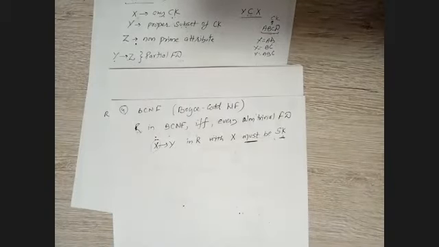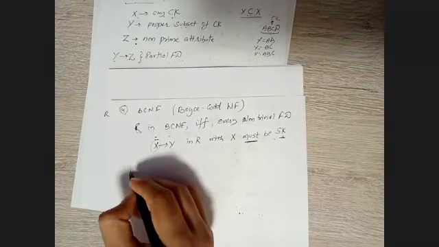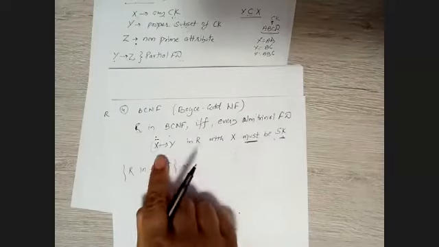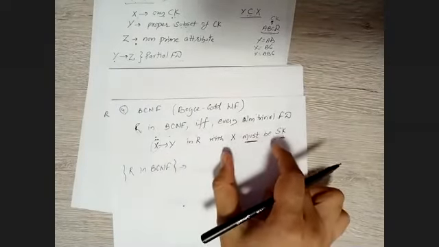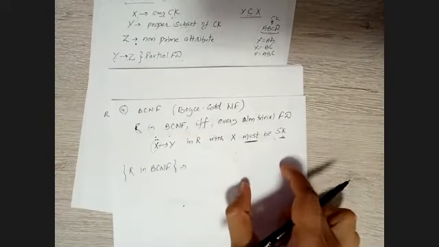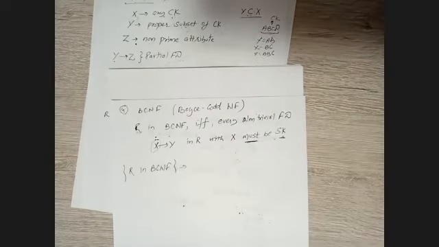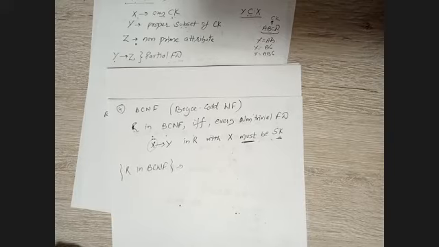You can take any set of attributes, and if X, the determinant part, is a super key, then definitely it's going to determine every other attribute. So when will R be in BCNF? When in every relational table we have those functional dependencies in which the determinant part is actually the super key. This is the only scenario. Then we say this is in BCNF.